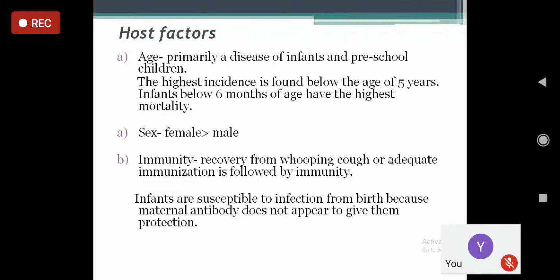It's a disease of infants and preschool children. Infants means below 1 year old, and preschool children. The highest incidence is found below the age of 5 years, and infants below 6 months of age have the highest mortality. So here it's just the opposite. In diphtheria, the child may be immune for the first 2 months because they get immunity from their mothers. But in pertussis, infants below 6 months have the highest mortality. They may die because of pertussis. It's a very lethal disease, and more female babies are affected as compared to male.